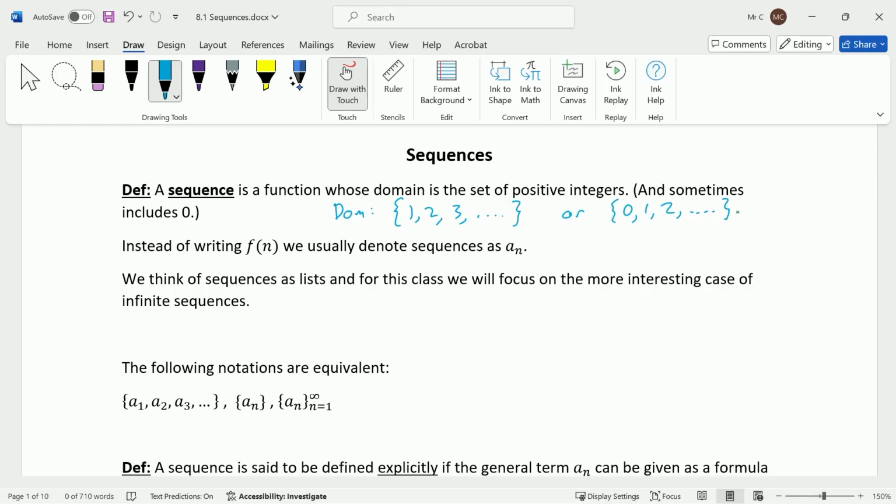Now, when we talk about sequences, instead of writing f of n for our function notation, we will usually denote sequences as a sub n. And we often think of sequences as lists. For this class, we will focus on the more interesting case of infinite sequences, so not just finite sequences, but sequences that have infinitely many terms.